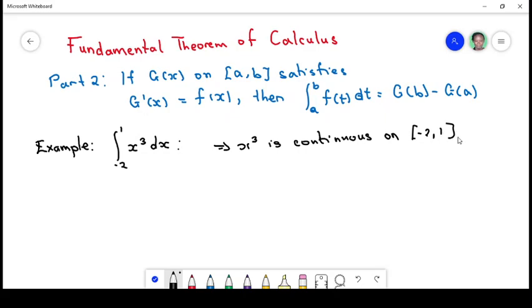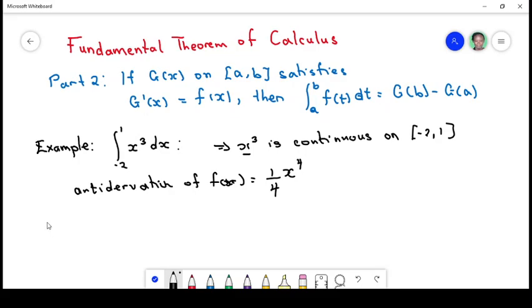So now the antiderivative. We first find the antiderivative of f of x, which is this. F of x is going to be 1 over 4 x to the power 4. Okay, so the part 2, what does the part 2 imply?